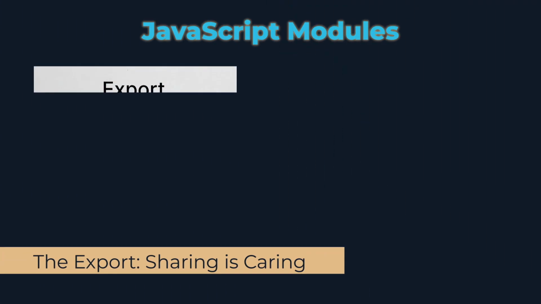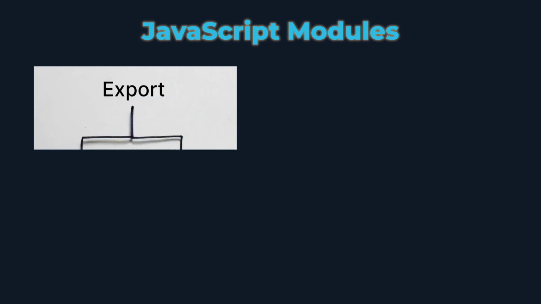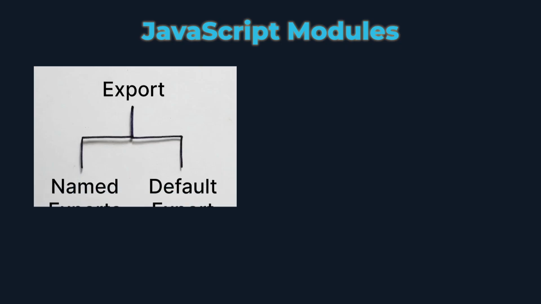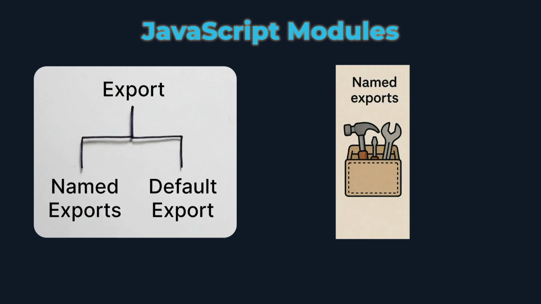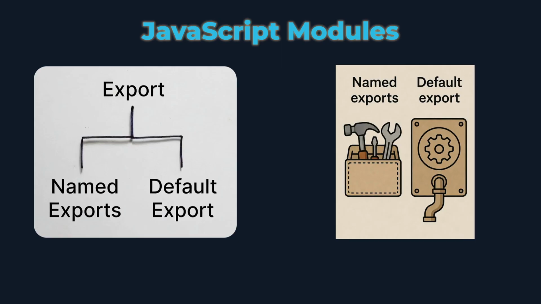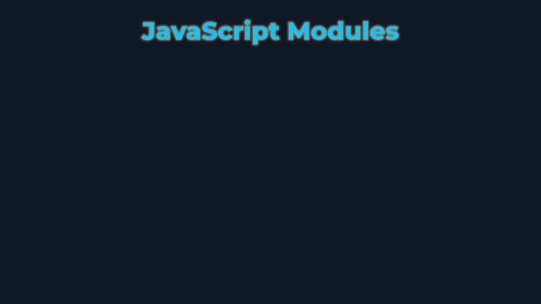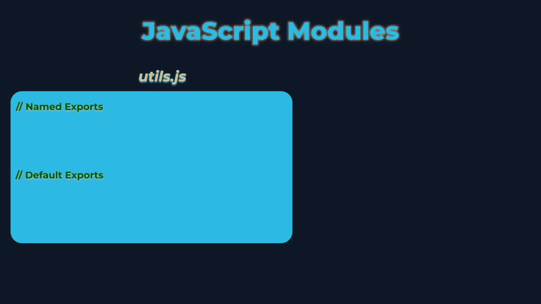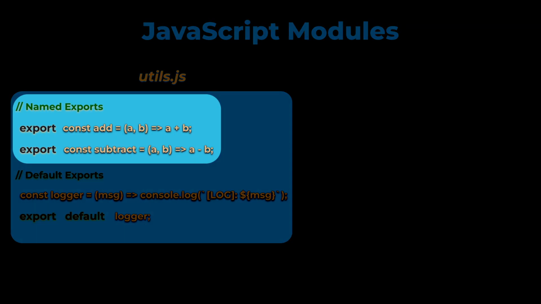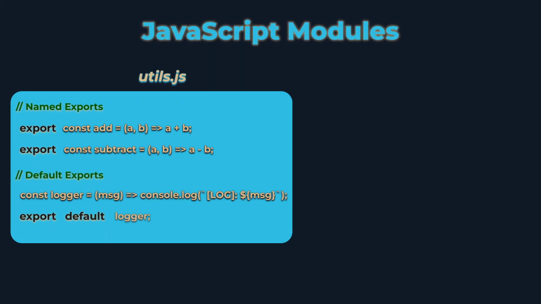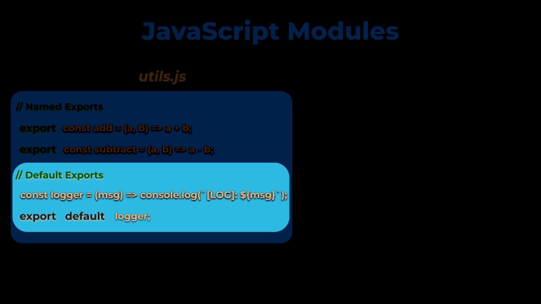To share code, we use the export keyword. There are two main ways to do this: named exports and default export. Think of named exports like a toolbox with multiple tools, and a default export like the main machine. With named exports, I can send out as many things as I want. But I can only have one default export per file. It's the main character of that file.